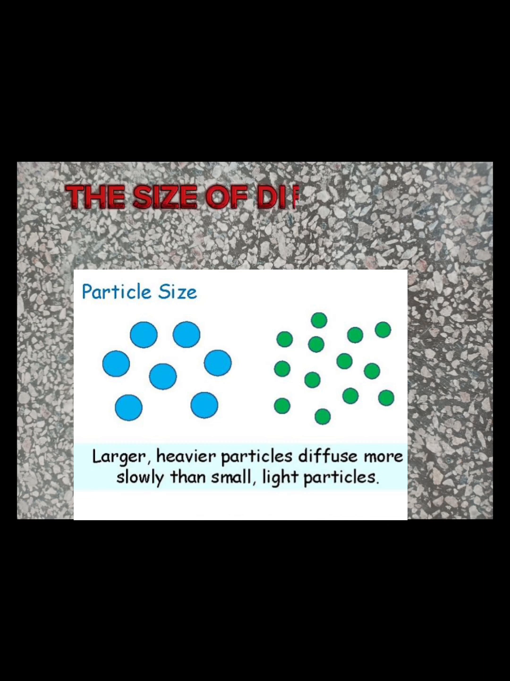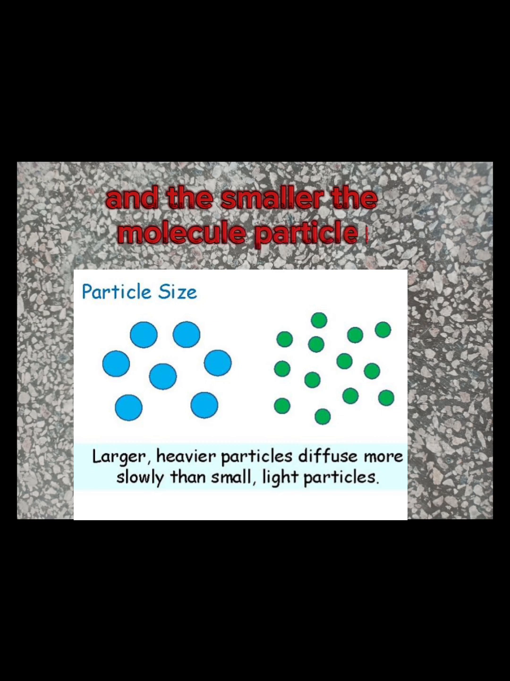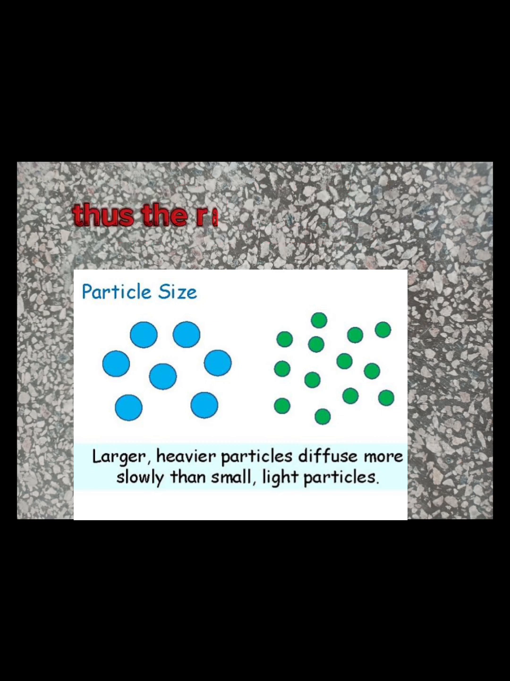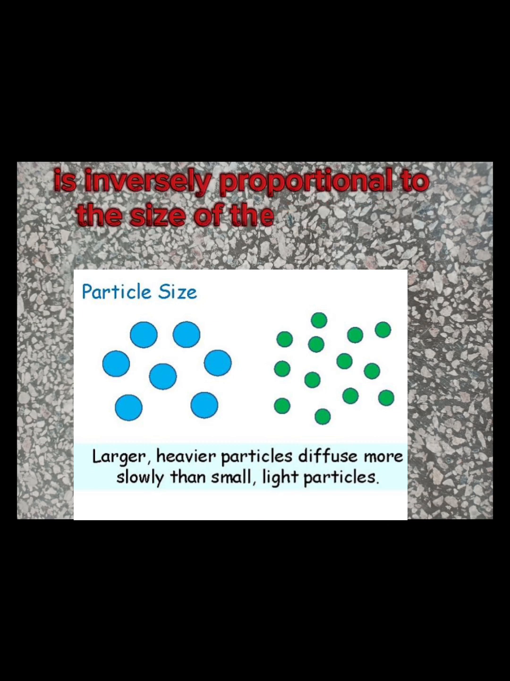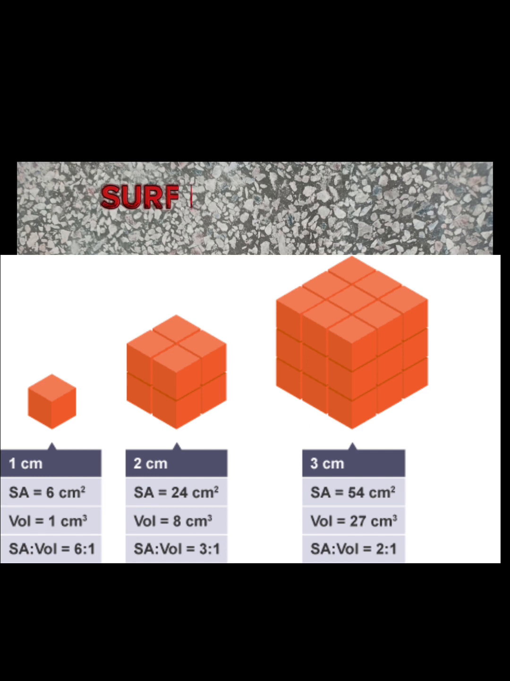Thus, the rate of diffusion is directly proportional to the temperature. Next, the size of diffusing molecules. The larger the molecule particles, the slower the rate of diffusion, and the smaller the molecule particles, the faster the rate of diffusion. Thus, the rate of diffusion is inversely proportional to the size of the diffusing molecules.